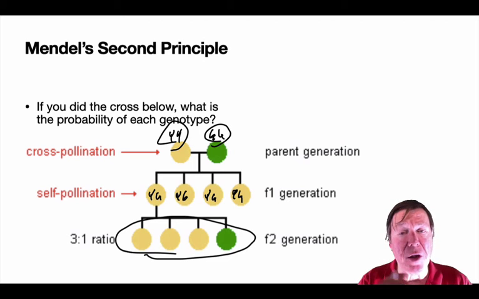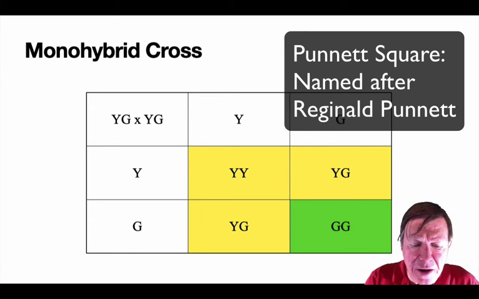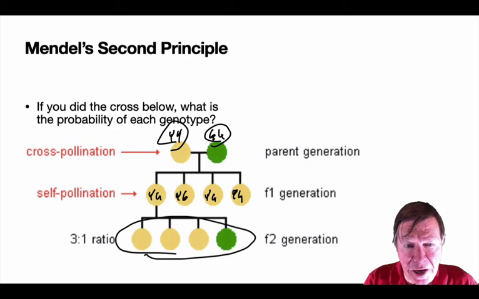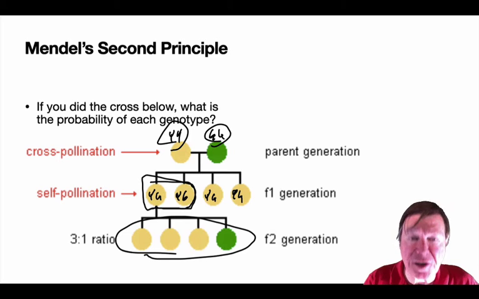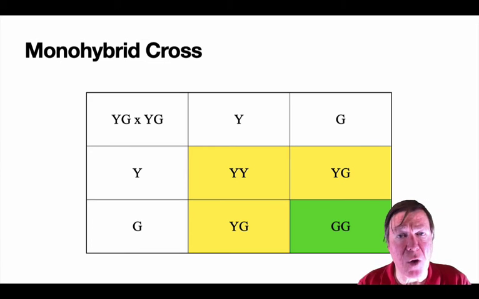And I'm going to answer that really quickly, and it's pretty much the last thing in the video. It's called a Punnett square, and we're going to go into detail on how to do this. But I'm going to take the parents. We crossed a YG with a YG. We crossed these two. That's what we were crossing here. So the parents, one's YG, the other one's YG.